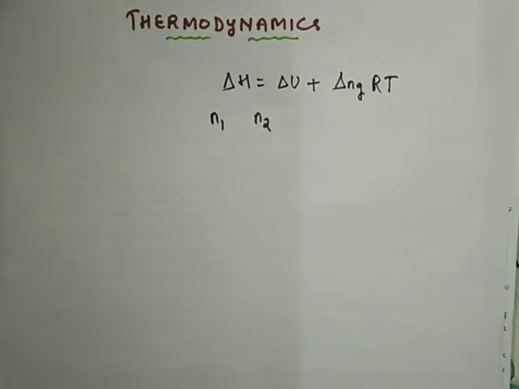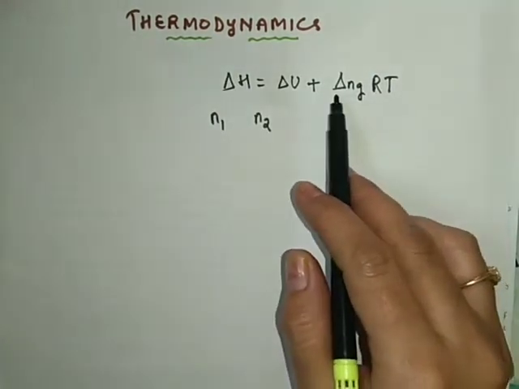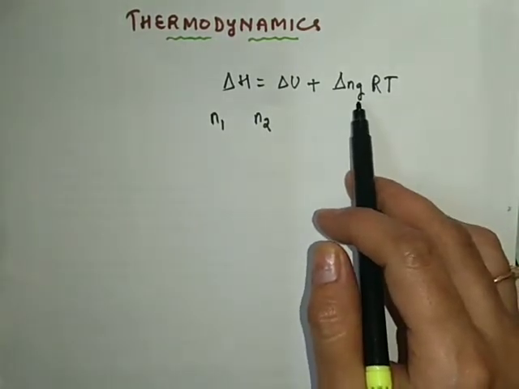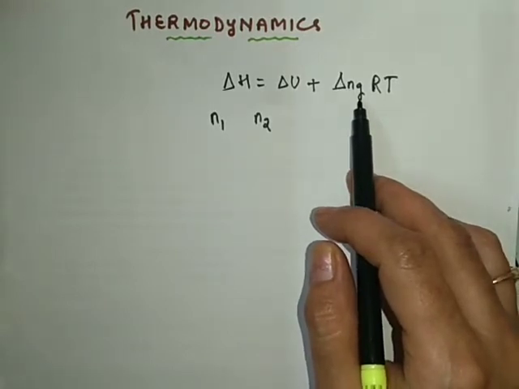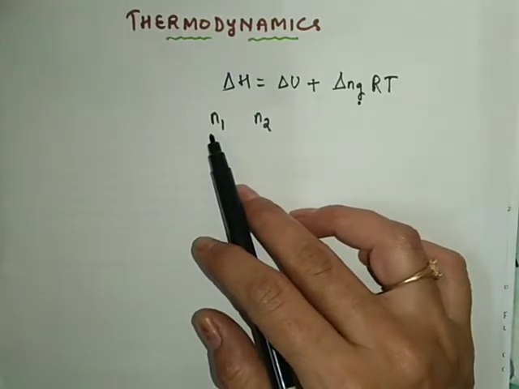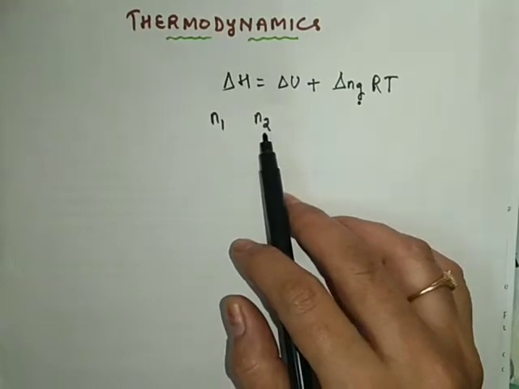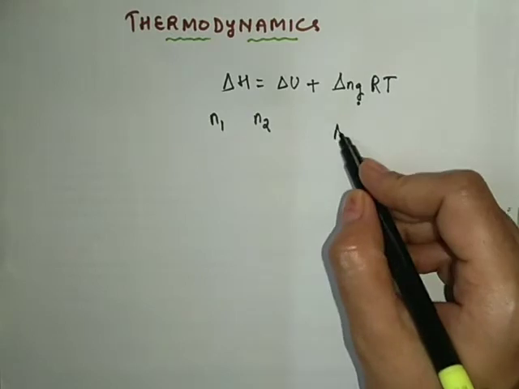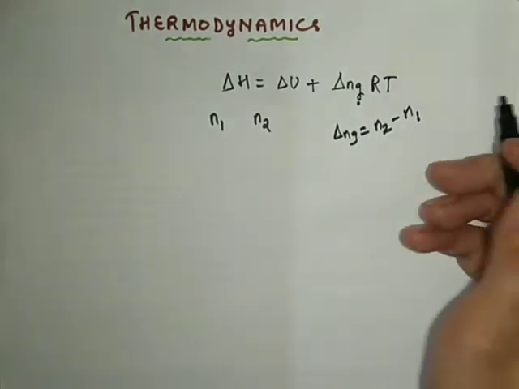Last time we derived the equation delta H is equal to delta U plus delta n R T. This was because it is applicable only for gaseous reactants and gaseous products, where n1 is the number of moles of reactants in the gaseous phase, and n2 is the number of moles of products in the gaseous phase. Then delta ng is the difference between n2 and n1.